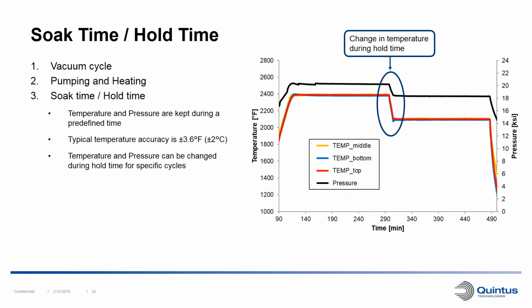During the soak time, we can also change the temperature and pressure if we want. In this case, we have a different temperature for hipping, and then we have gone down a little bit in temperature, which was the typical solutionizing temperature for this material. So there's a possibility to do changes during the soak time as well.